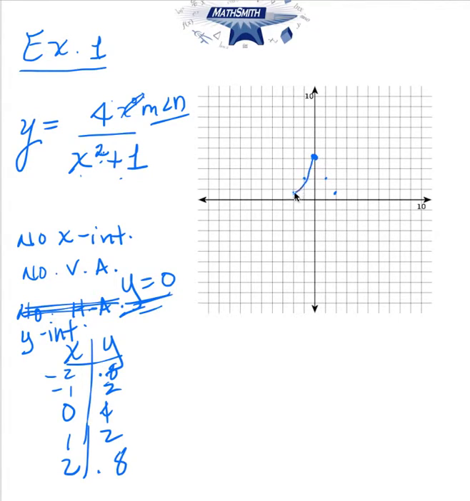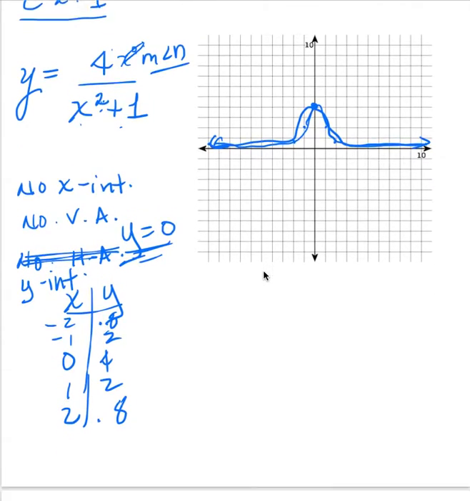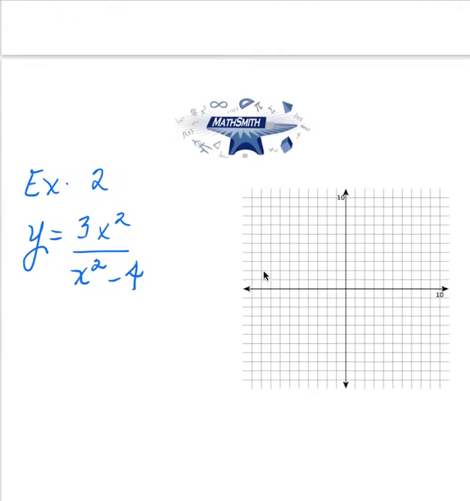So if I keep going and graphing these, I end up with a graph that looks kind of like this. Okay, and then you can look at it on the graph and you can see, yes, that's what we're going to have. All right, so that's example 1. Let's move on to example 2.